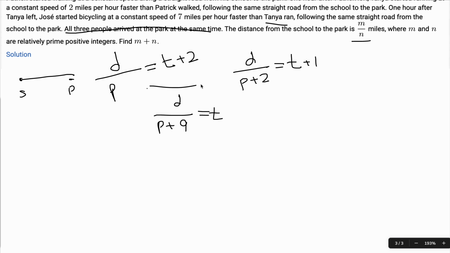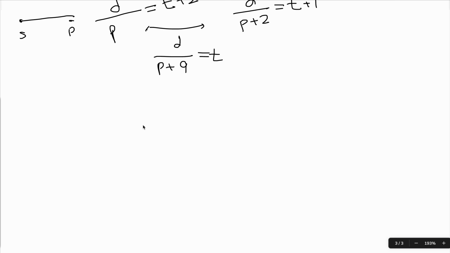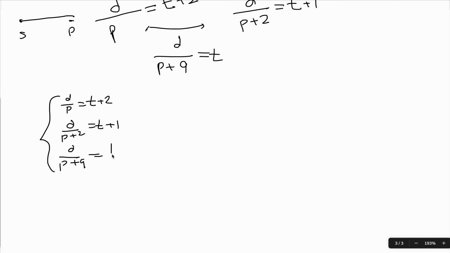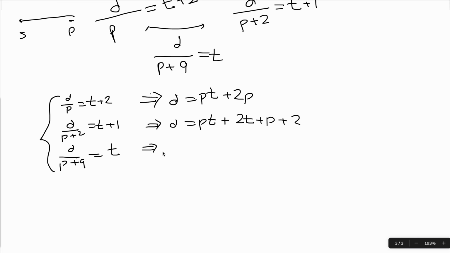So let's write the equations down so they look better. We have a system of 3 equations and 3 variables, and we want to find d. So this first one becomes d equals pt plus 2p. This one becomes d equals pt plus 2t plus p plus 2. This one becomes d equals pt plus 9t.